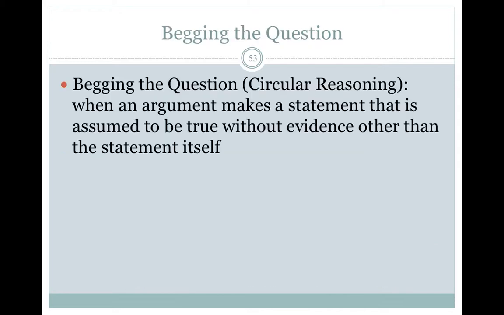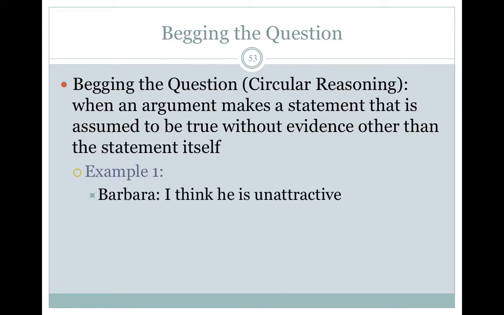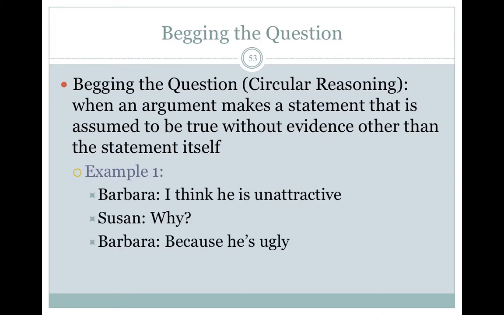Okay, an important one, begging the question, also referred to as circular reasoning. This is when an argument makes a statement that is assumed to be true without evidence other than the statement itself. So here's an example. Barbara says, I think he's unattractive. Susan asks why. Barbara says, because he's ugly.